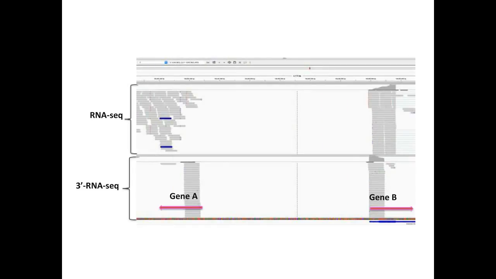So this is just the same slide but zoomed in. You can see that the read has direction. This read is going from right to left. This read is going from left to right. So we can say which genes they belong to.